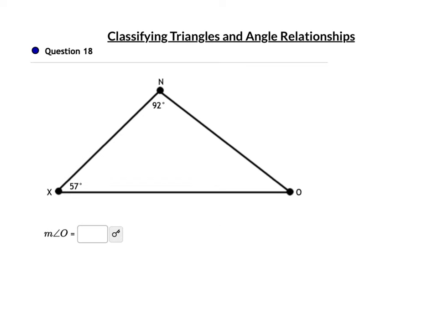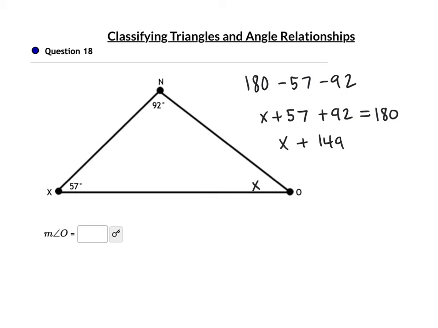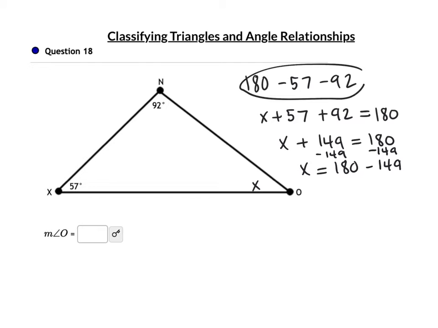The Triangle Sum Theorem says that these three angles have to add to 180 degrees. You could do this a couple different ways. You could just go 180 minus the two angles, 57 and 92. You could also treat this like an equation. Call this angle x. X plus 57 plus 92 equals 180. That's x plus 149 equals 180. So x would be 180 minus 149, because you have to subtract 149 from both sides. Which means this was 180 minus 149. So either way, you get 31 degrees.